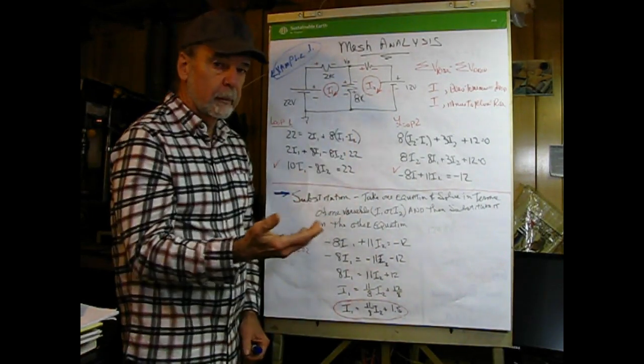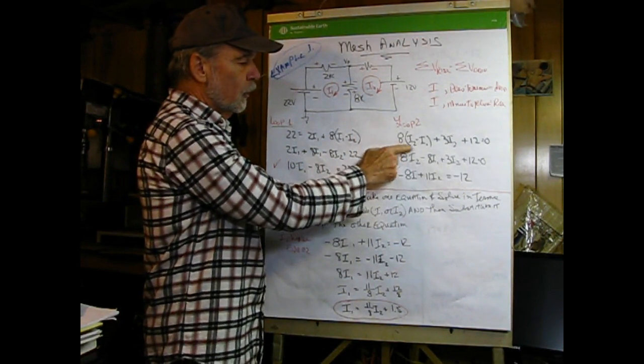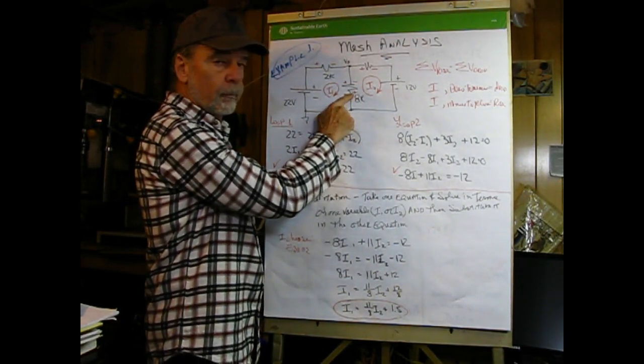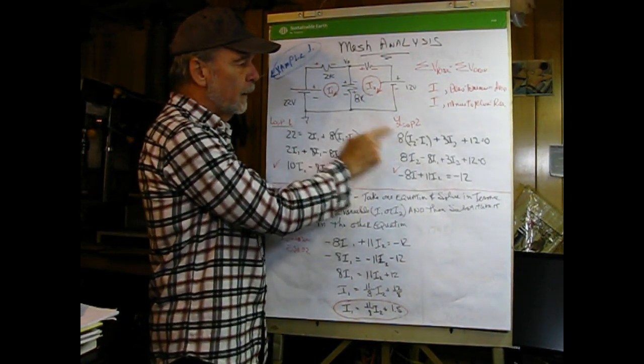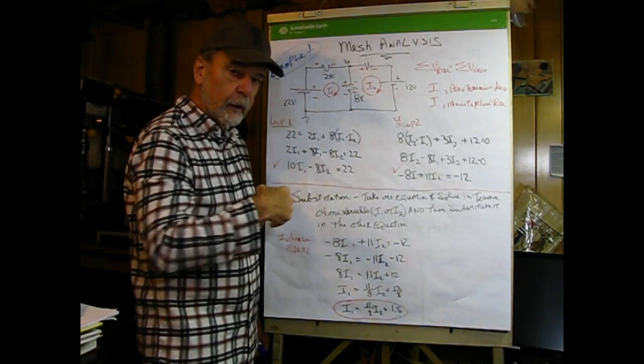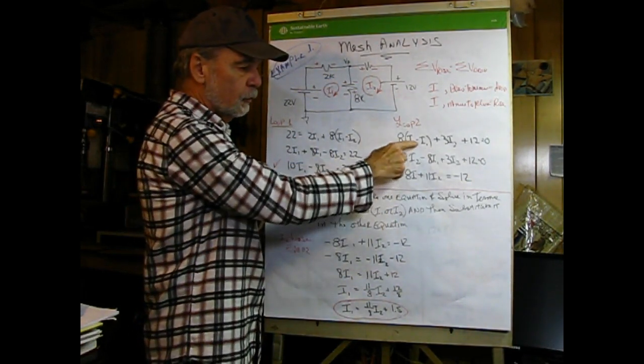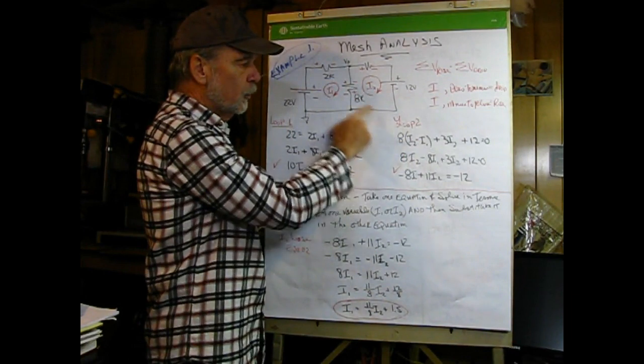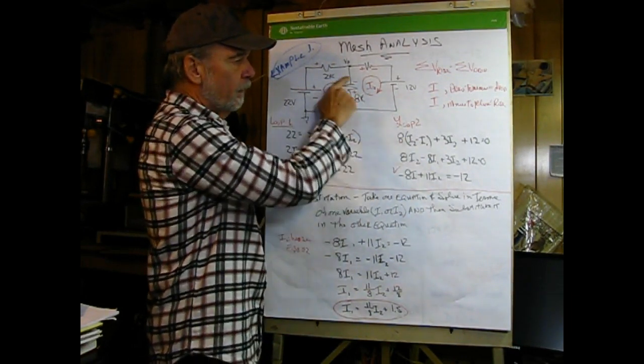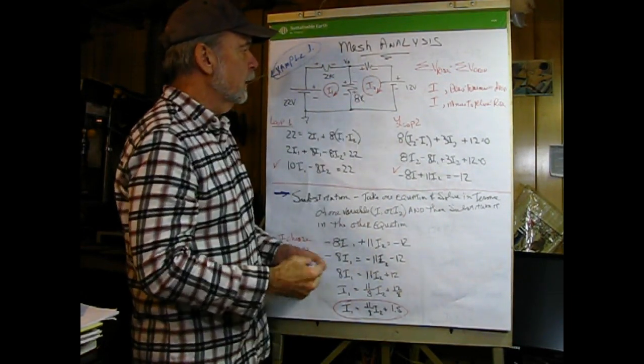Now we have to do the same for the second loop, so we'll start out at this point. It doesn't really matter where you start. So this is going to be 8, and since we're in this loop, plus to minus would be a drop, and since the current in loop 1 is flowing in the opposite direction, we would be subtracting 8 times I2 minus I1.